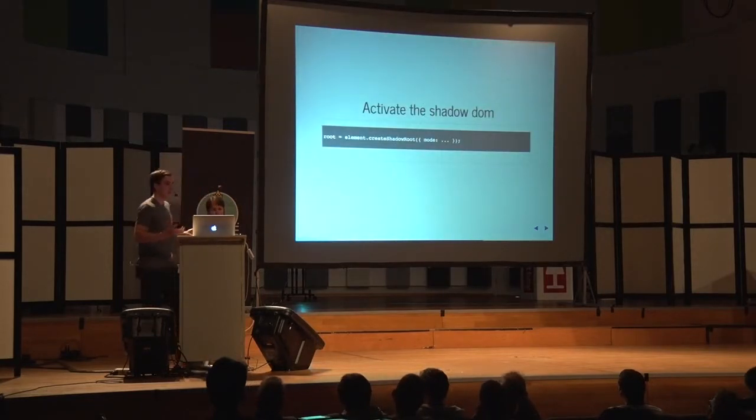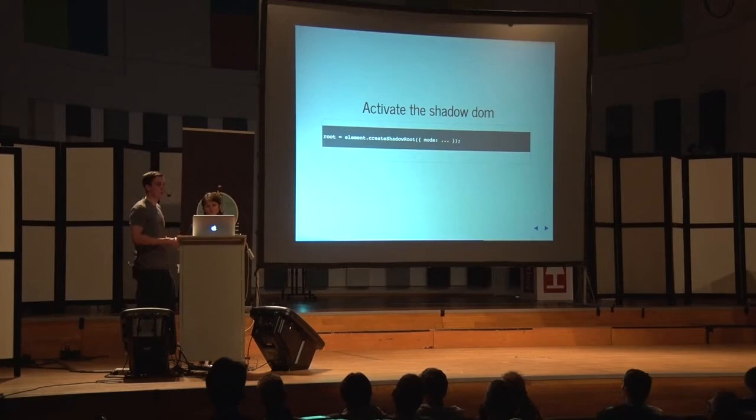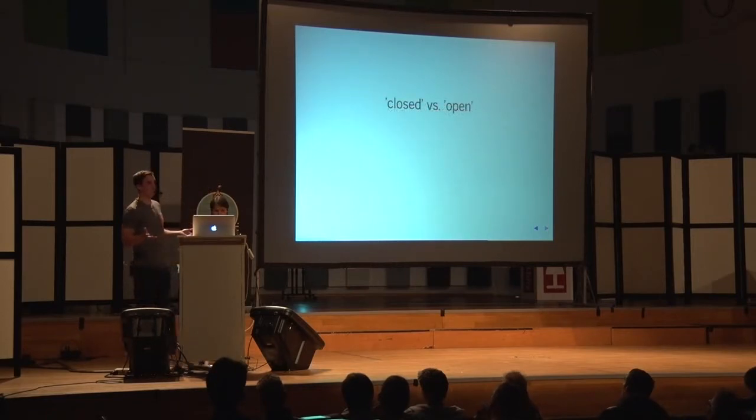So how do we activate the shadow DOM? As you've seen in the example of the templates as well, we just have an element which is the shadow host, so we can take a div or whatever we want, and then create the shadow root on it. There's one variable that we can pass along to this shadow root. It's relatively new in the specs, because a lot of the vendors have been arguing about this. It's called closed versus open.